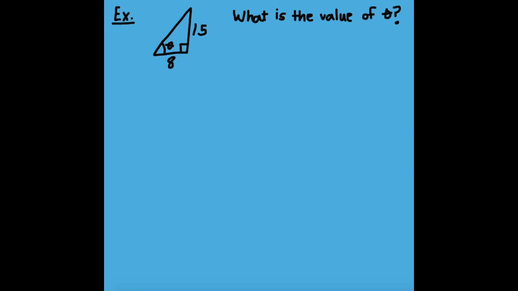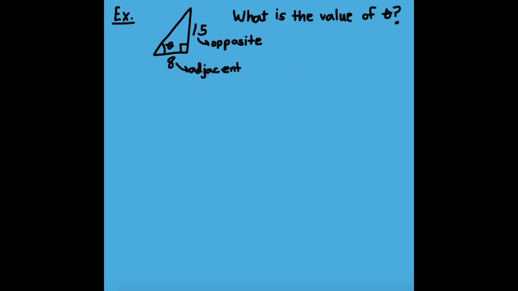So we have this triangle. And what is 15 in this case? Is 15 the opposite or is it the adjacent? Since 15 is opposite theta, 15 is the opposite. Now what is 8? Since 8 is next to theta, 8 is the adjacent.